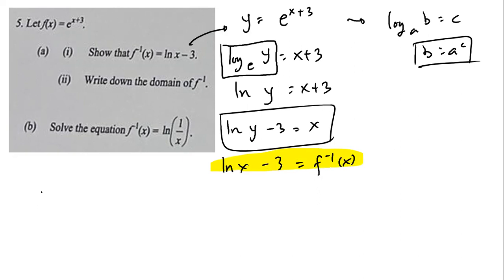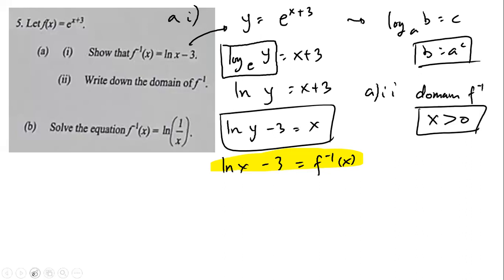So next, this is for the first part, A. The second part is the domain. So the domain of this is x bigger than 0. Pretty clear, huh? Then B, solve. The question is asking you to solve.